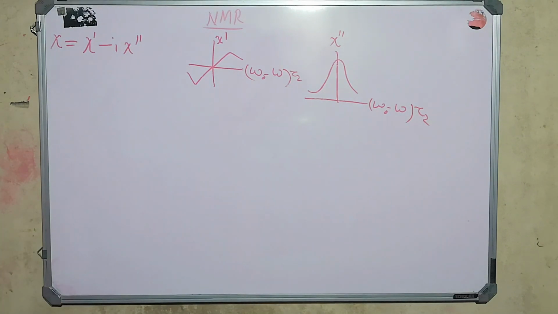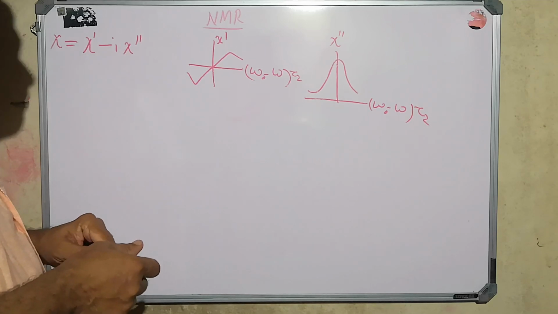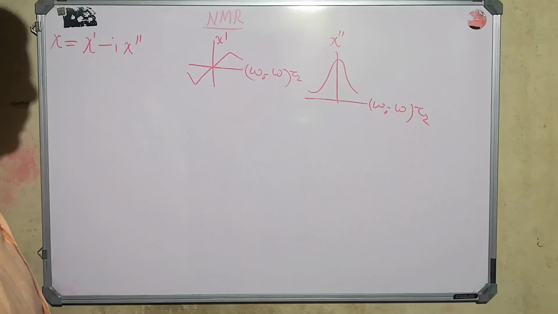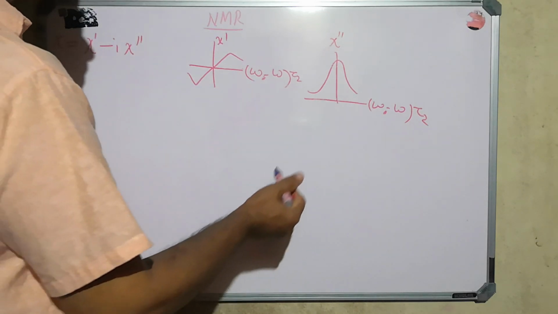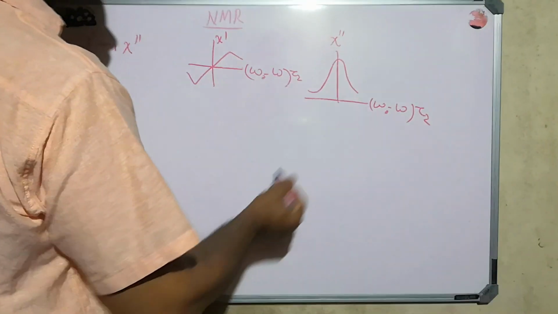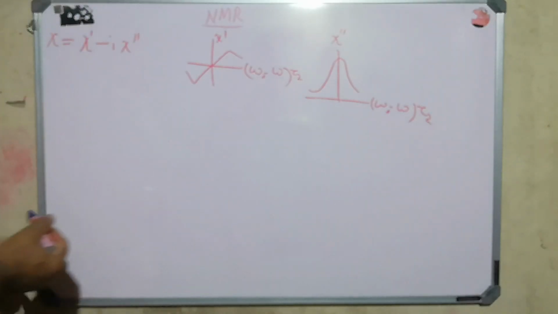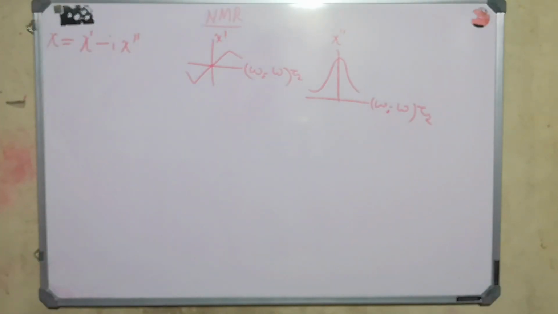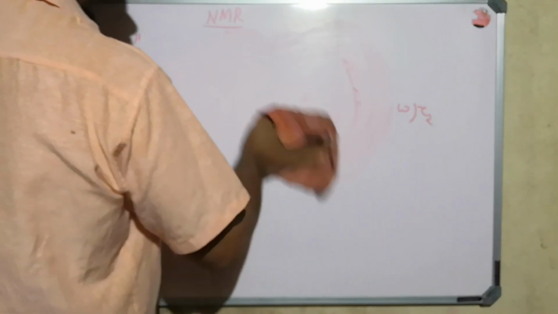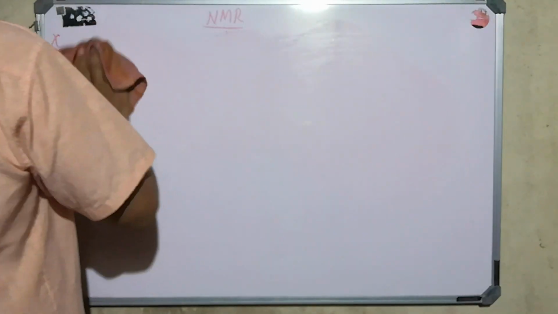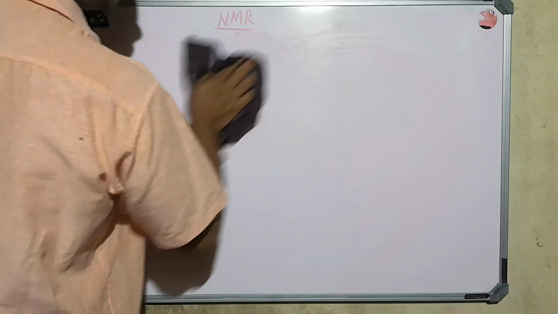Right. That means chi double dash indicates the absorption of energy from the incident electromagnetic radiation. So that means the absorption of energy is maximum when the Larmor frequency is equal to applied frequency. This is what we have studied earlier. In this video lecture, I will show you chi double dash represents the absorption of energy from the incident radiation.